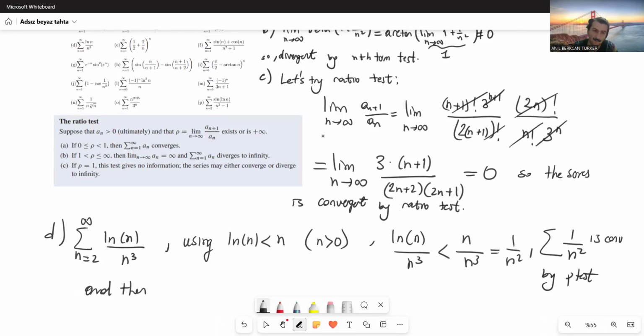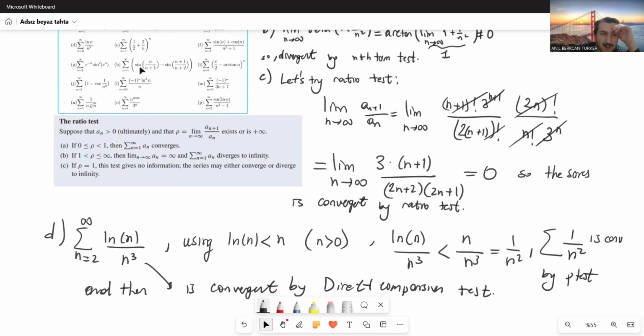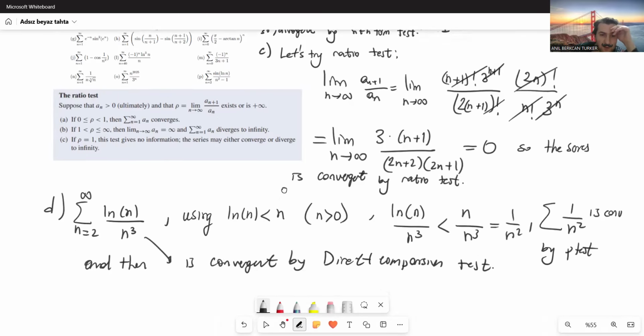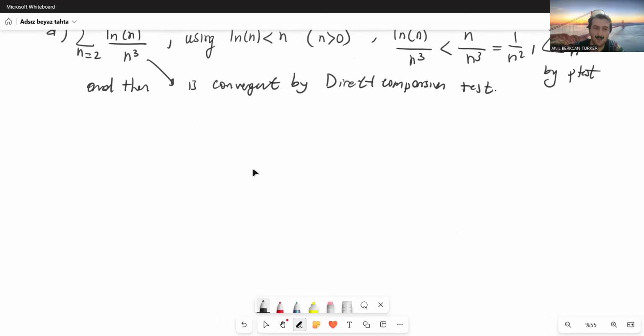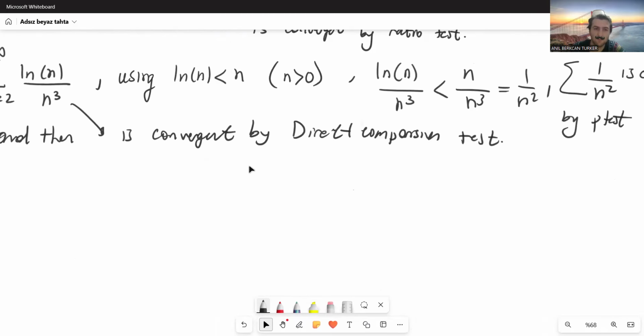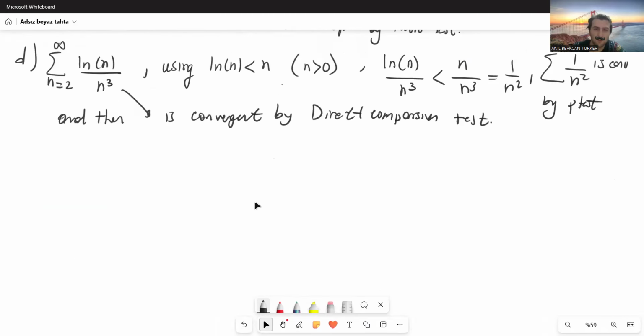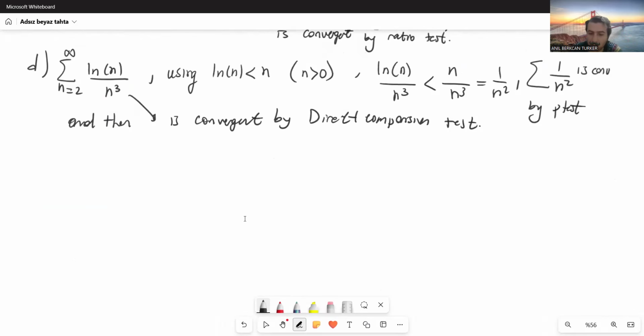And then this is convergent by direct comparison test, because everything is positive again. What about part E? This thing. Again, let me copy and paste. This is not very good. Let me separately copy and paste because it is not efficient. Let me try in this way.